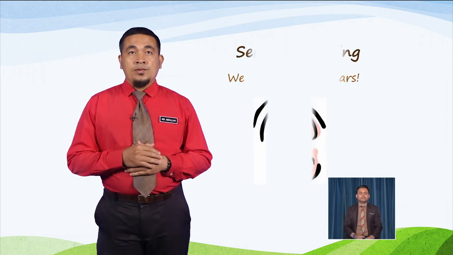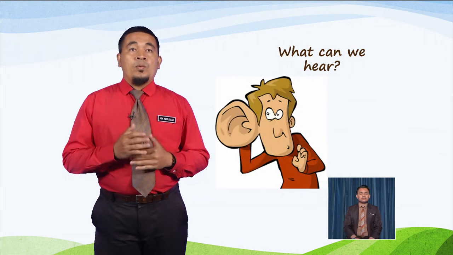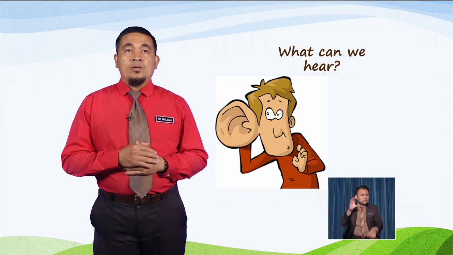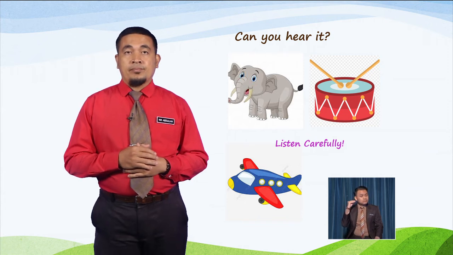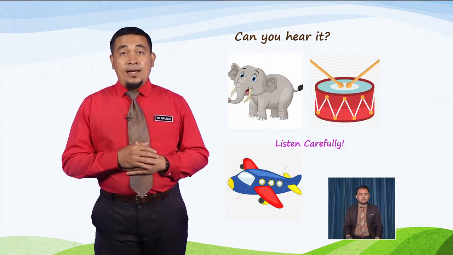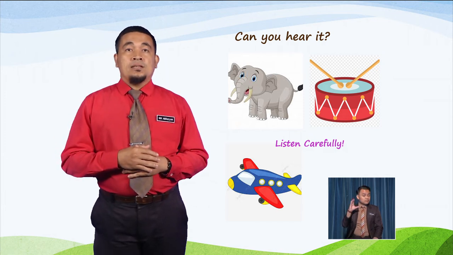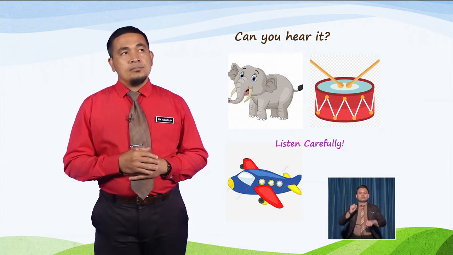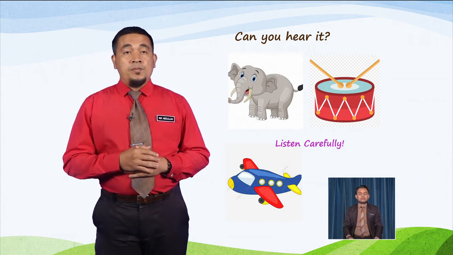Which part of our body helps us to hear different types of sound? We hear with our ears. What can we hear? We can hear loud and soft sounds. Let's hear the sound made by the elephant. Let's hear the sound of the drum. Let's hear the sound of the aeroplane.